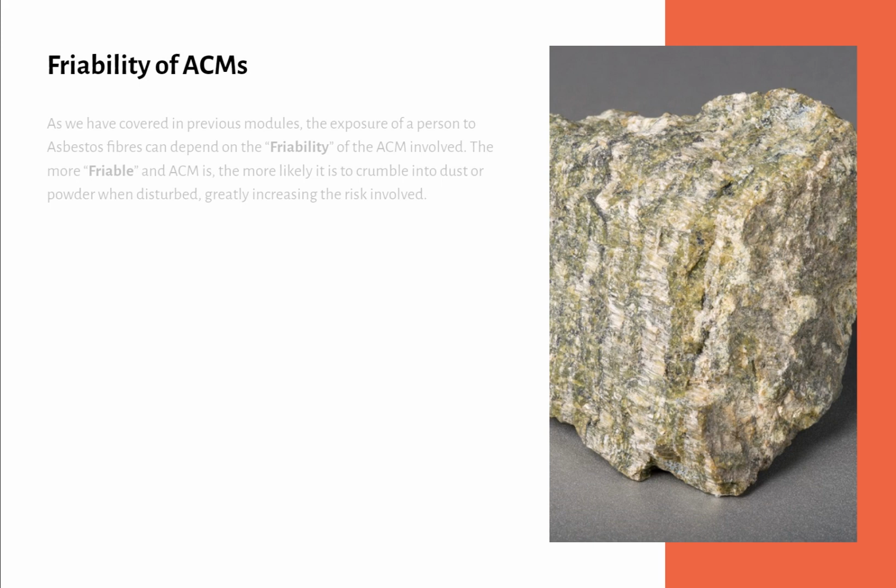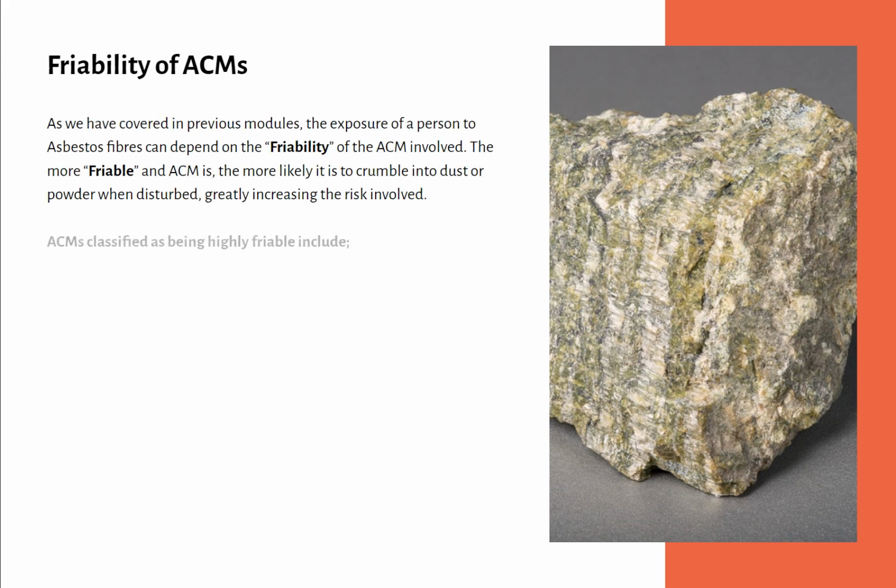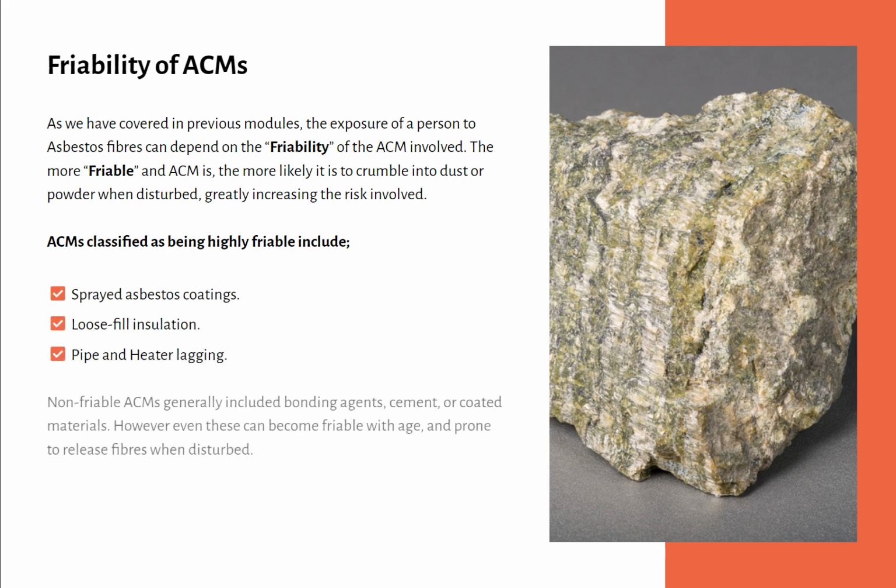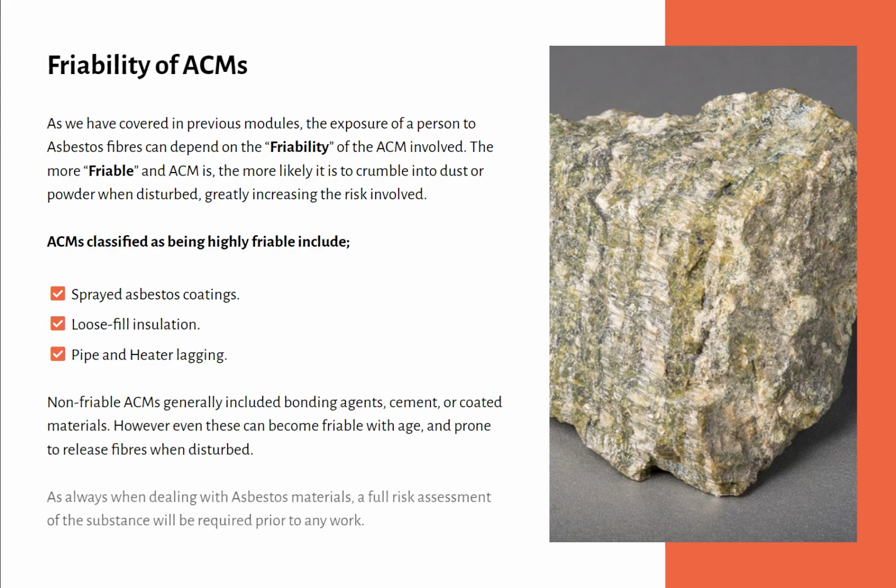Friability of ACMs. As we have covered in previous modules, the exposure of a person to asbestos fibers can depend on the friability of the ACM involved. The more friable an ACM is, the more likely it is to crumble into dust or powder when disturbed, greatly increasing the risk involved. ACMs classified as being highly friable include sprayed asbestos coatings, loose fill insulation, pipe and heater lagging.